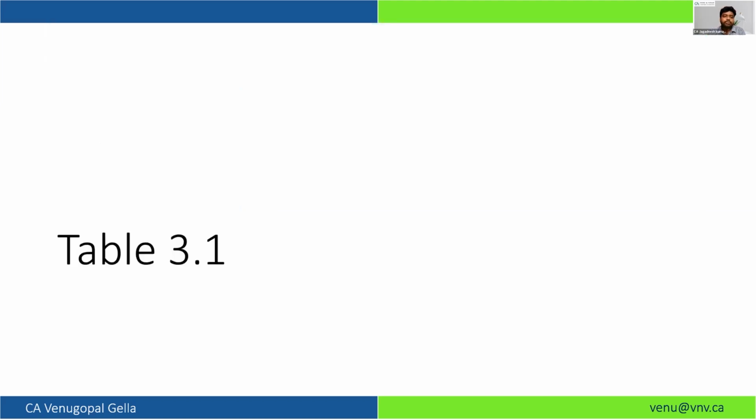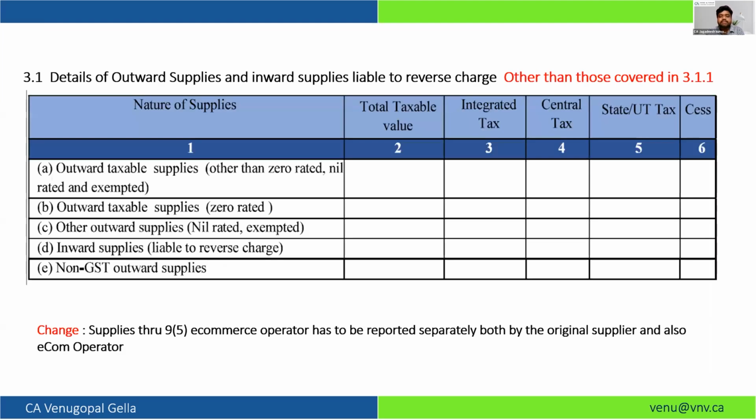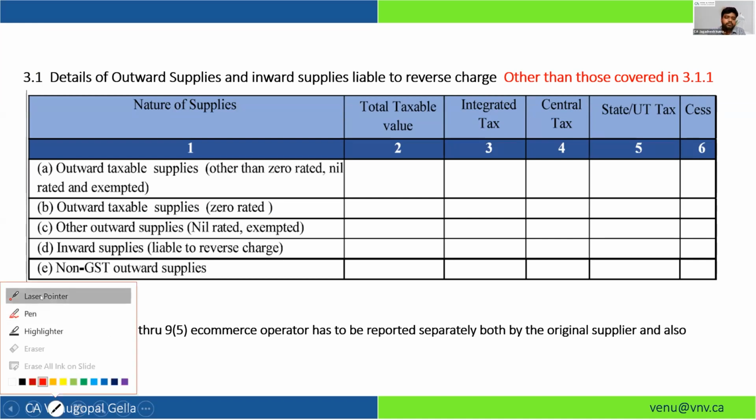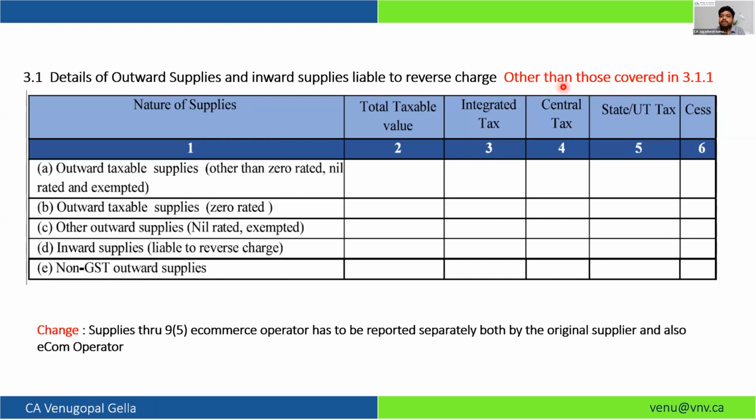I will go through each table and we'll see the changes. What are the changes that have been made in each table? First, we will see table 3.1, which is for the outward supplies. As far as this table is concerned, there is no change except they have inserted the wording 'other than those covered in table 3.1.1', which we'll discuss after this slide. Other than that, there are no changes with respect to table 3.1.